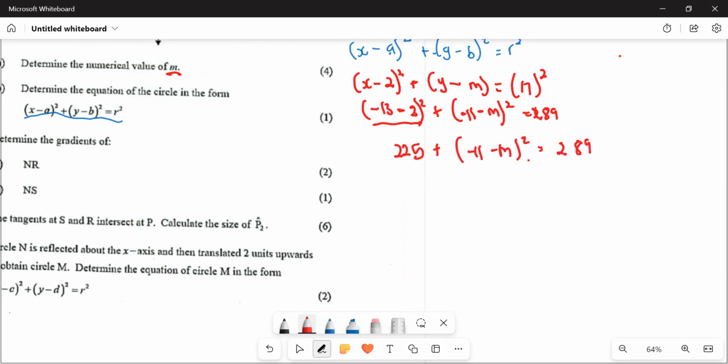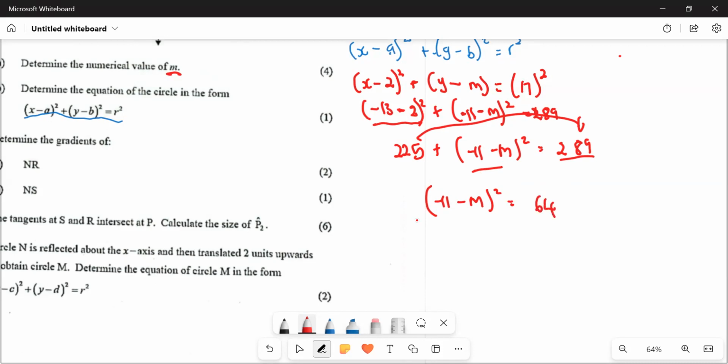You have two options here, Ezelin. You can expand this, which is a little bit complicated. The other thing you can do is take this 225 to the other side, and then you're left with minus 11 minus m all squared equals 289 minus 225, which gives you 64.